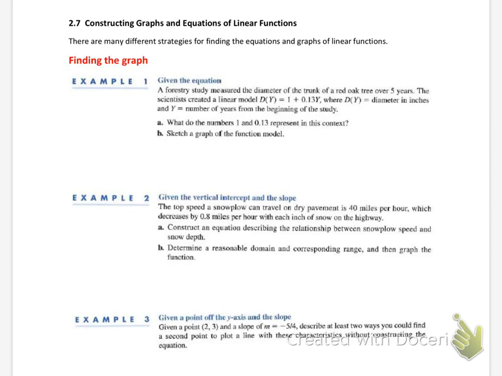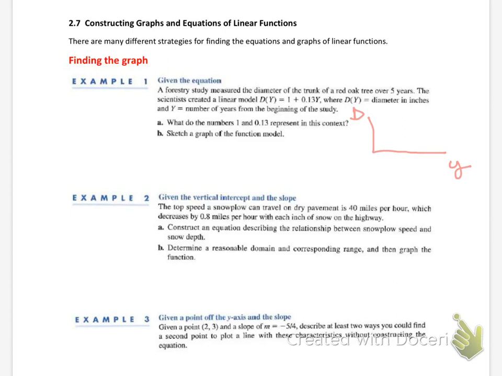The scientists created a linear model where d of y equals 1 plus 0.13 years. So that means that the diameter is on the y-axis and the years are on the horizontal axis, which is equivalent to saying that y is independent and d is dependent. Okay, so what do the numbers 1 and 0.13 represent in this context?